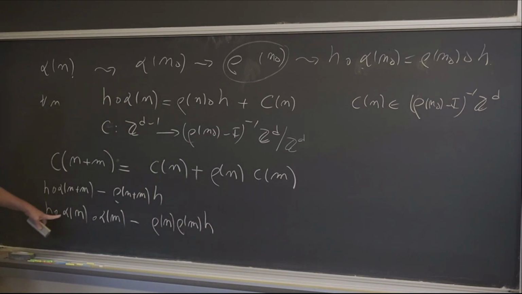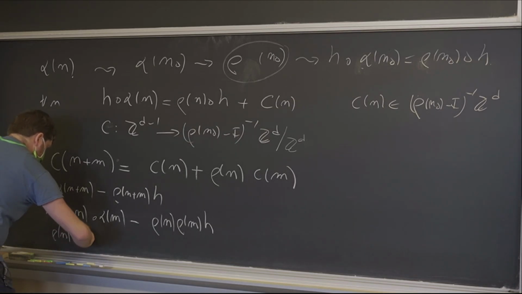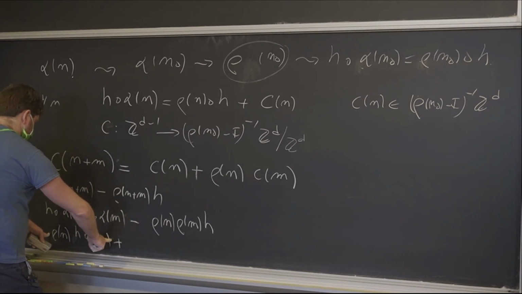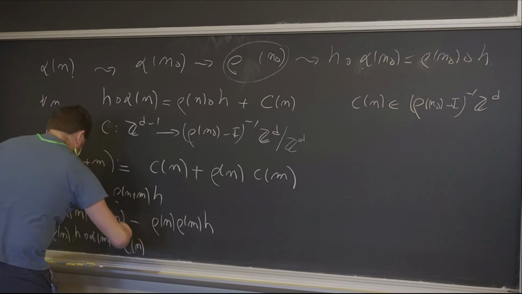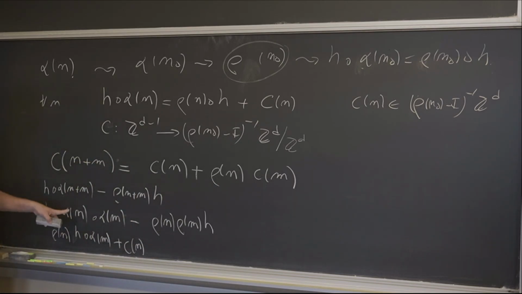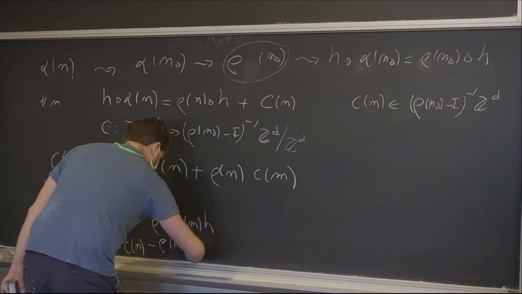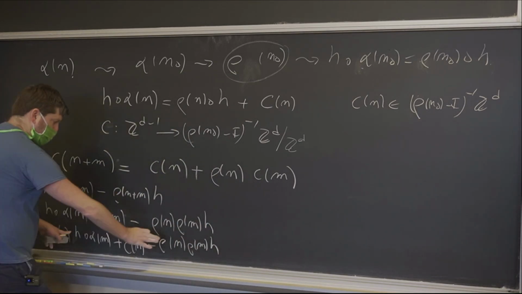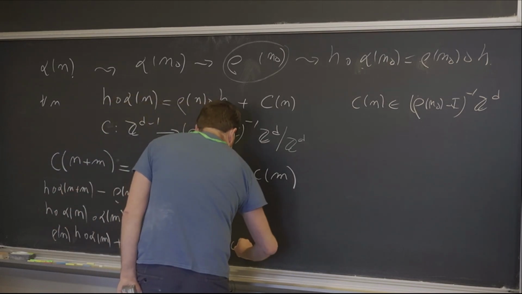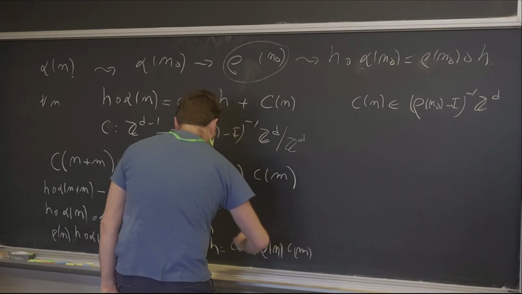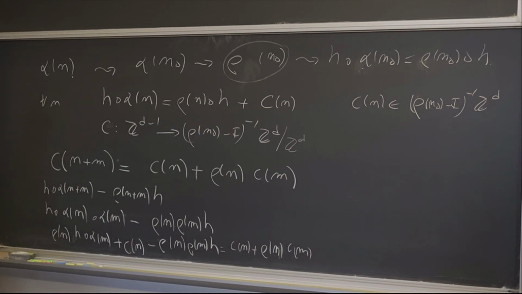rho m of h. And now for this guy, I get that this is the same as rho n of h composed with alpha m. So this is this plus C of n, because here I'm applying the formula for n, forget about alpha m, and this minus rho n rho m h, and now I take the common factor rho n, and I get Cn plus rho of n Cn, and that's what I wrote, so I was correct. So it is a cocycle.